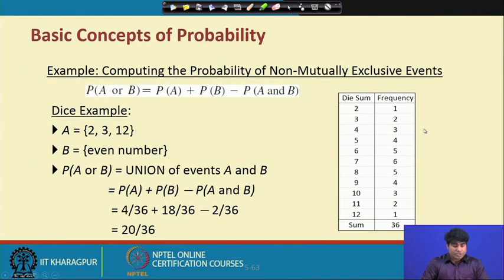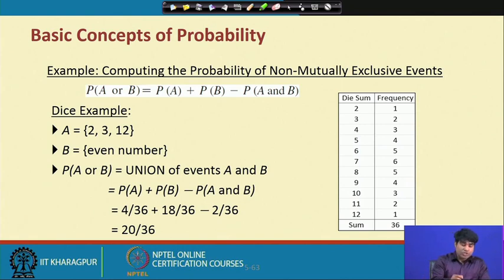So, this is another example, the same example. Here we again want to report the probability of A or B when the events are not mutually exclusive. So, for two events A and B that are not mutually exclusive, the probability of A or B will be the probability of A plus the probability of B minus the probability of A and B.